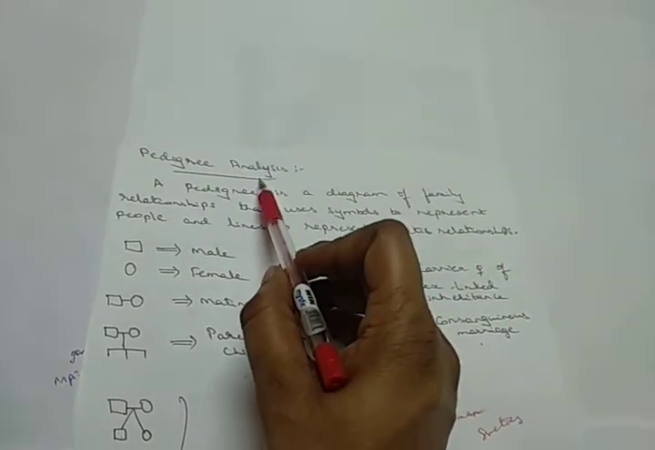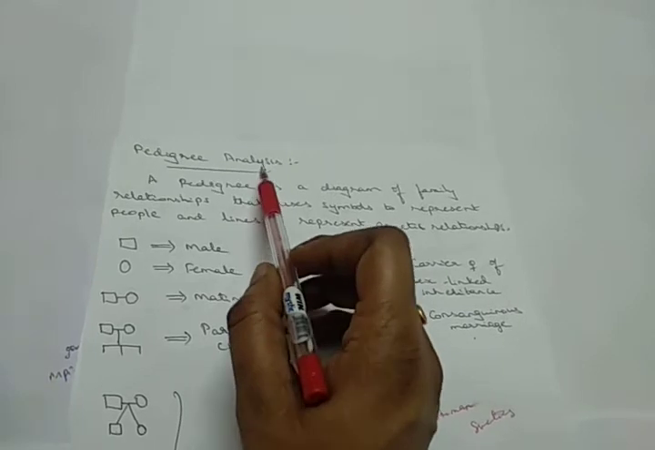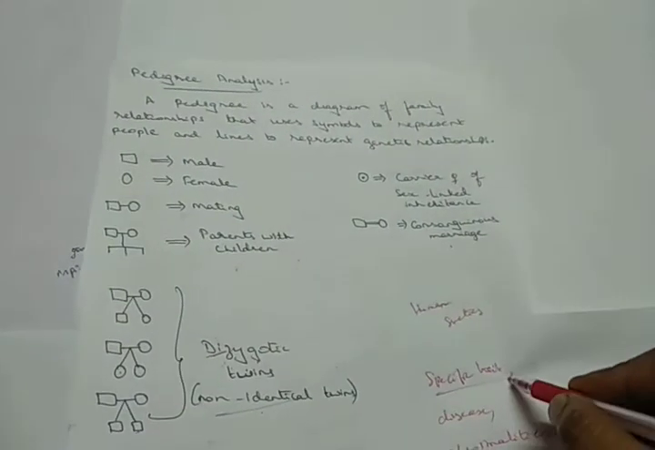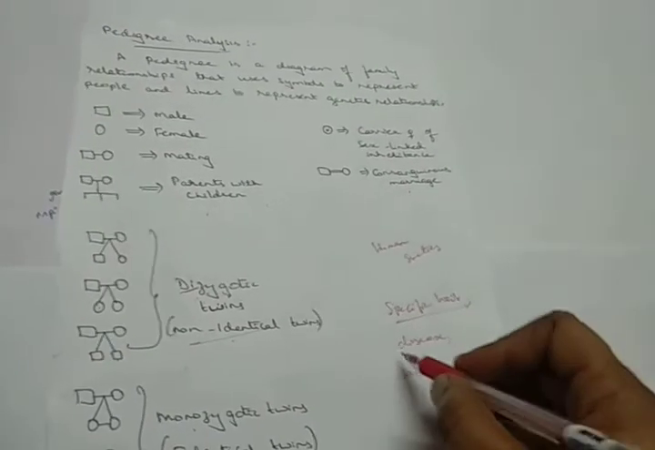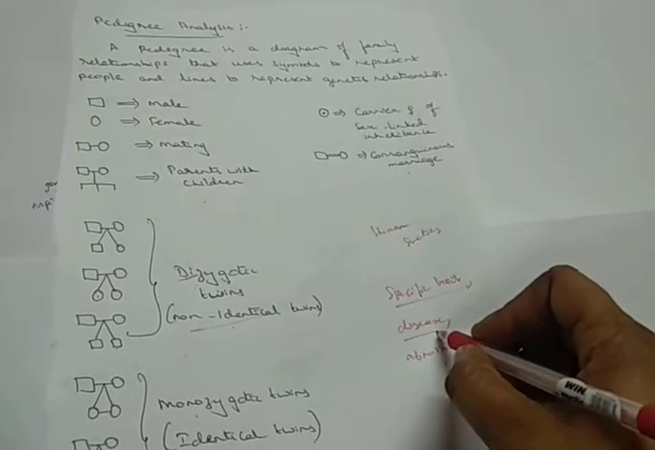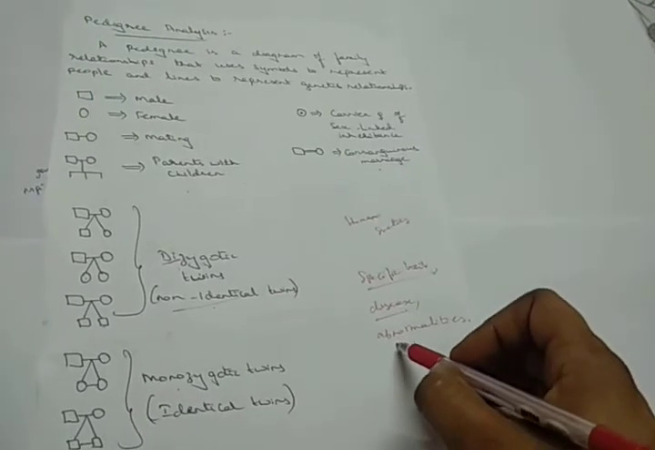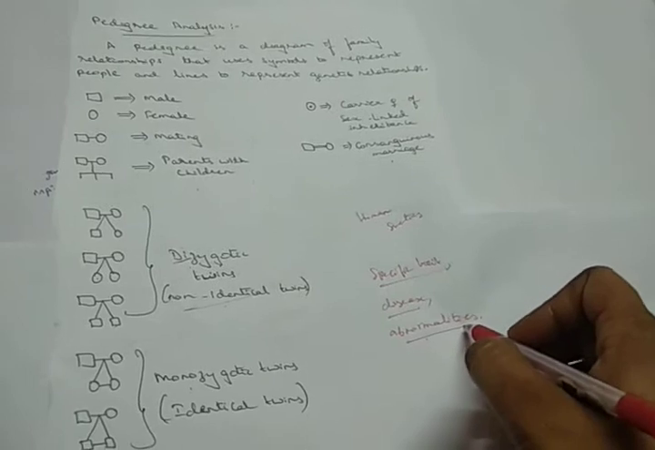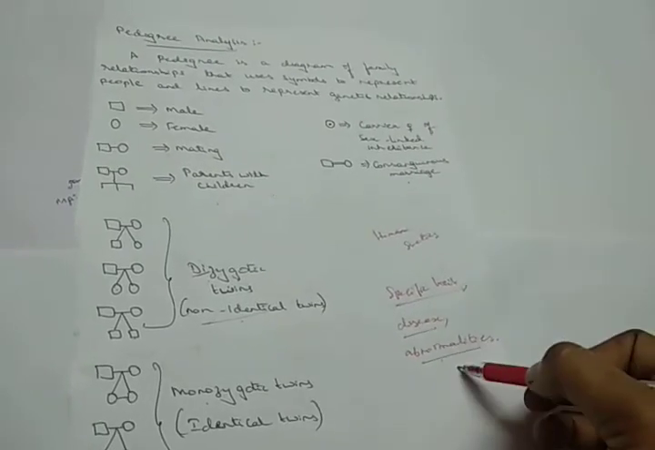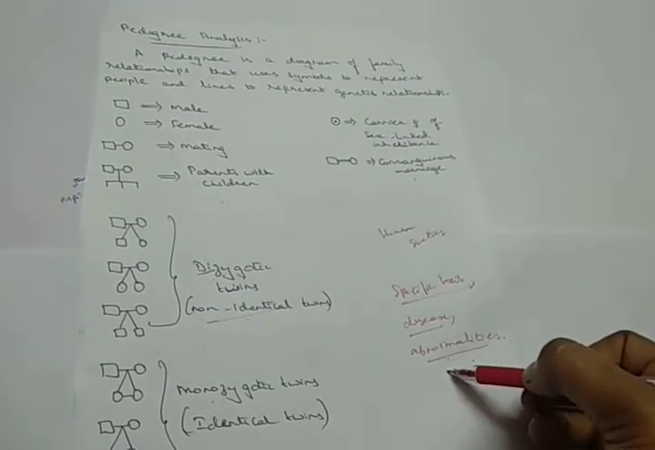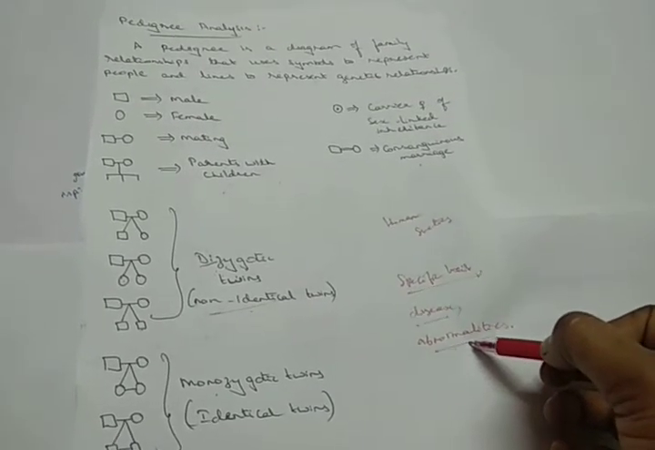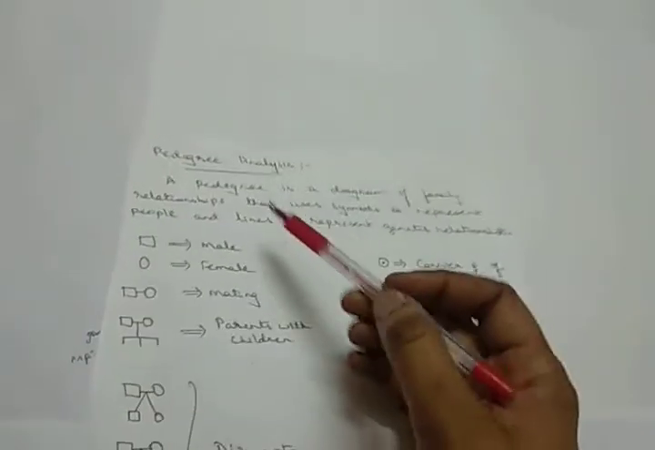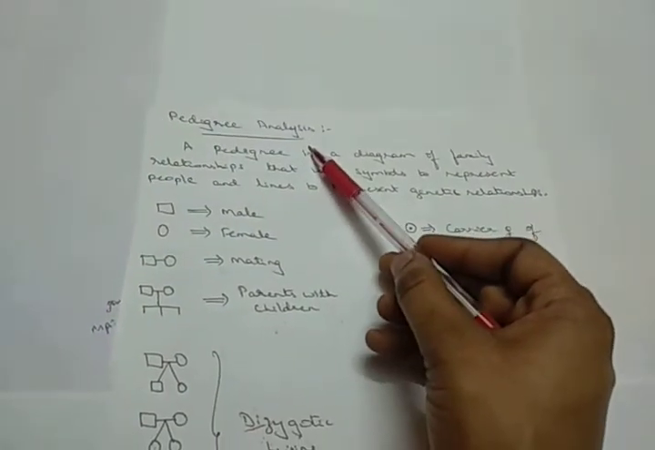Why is the analysis done? The analysis is done to find out the trait of an individual. It gives a specific trait of an individual, or identifies a disease in the individual, or it also gives information about abnormalities. Usually we call these genetic disorders. The genetic disorders or abnormalities can be found in the individual. That is the importance of pedigree analysis.